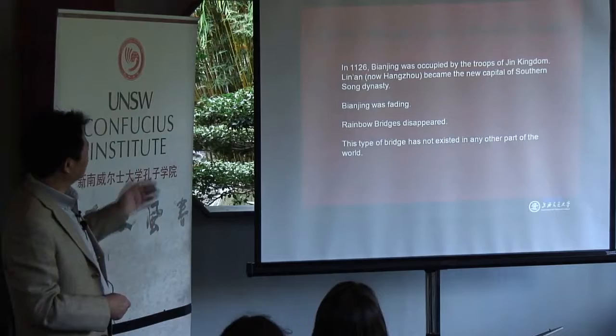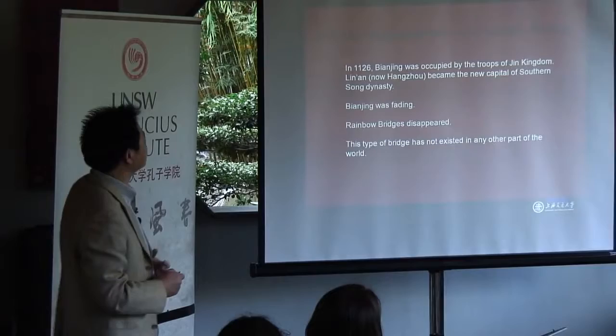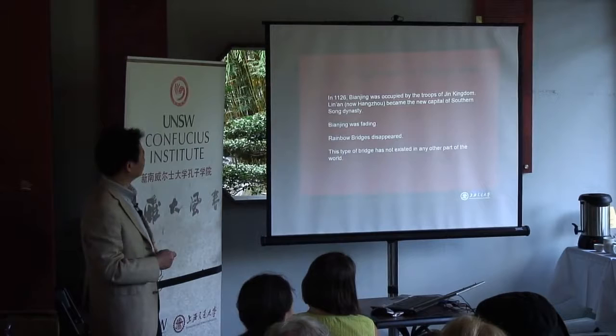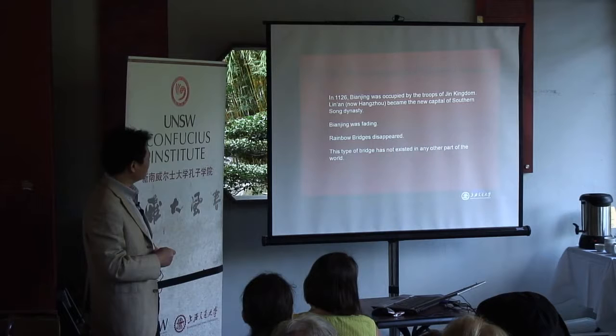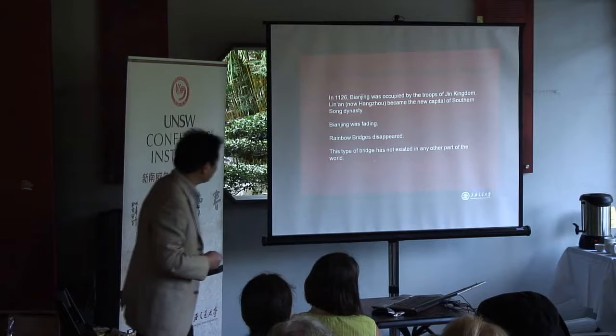But in 1126, Bianjing was occupied by the troops of the Jin Kingdom. Lin'an, now Hangzhou City, became the new capital of the Southern Song Dynasty. Bianjing was fading. The river bridge disappeared. This type of bridge hasn't existed in any other part of the world.